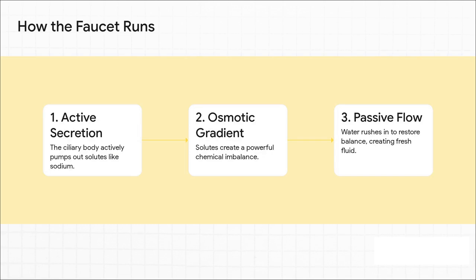So how does this faucet actually run? It's a brilliant three-step process. First, the cells in your eye actively pump out solutes. You can basically think of them as tiny salt particles. This creates a really powerful chemical imbalance. And you know, because nature just hates an imbalance, water immediately rushes in to even things out. And boom, just like that, you have a fresh supply of eye fluid.